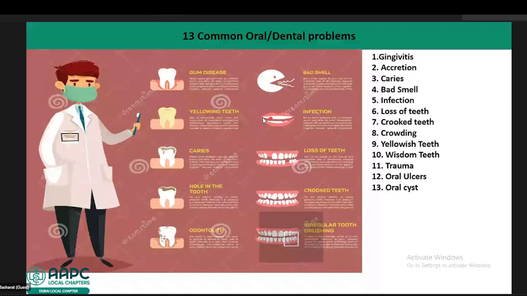So I just chose the 13 common oral dental problems. We have gingivitis, accretion, caries, bad smell, infection, loss of teeth, crooked teeth, crowding. So these are basically the 13 main problems when the patient is coming. You will find most of the encounters for dental under these 13 categories.